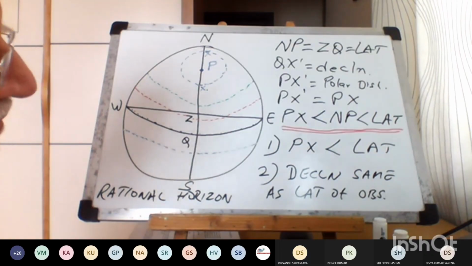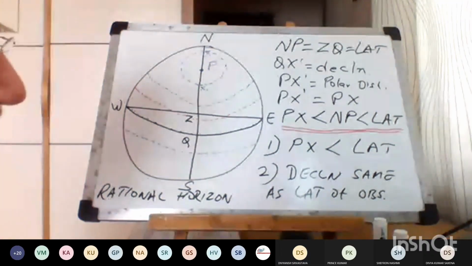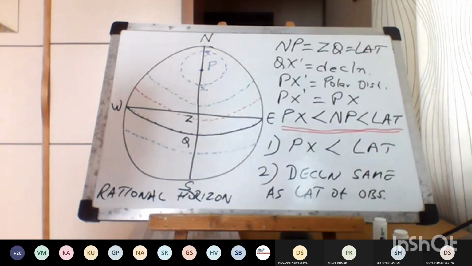But the condition is that the polar distance has to be less than the latitude, and the latitude and declination has to be same name.